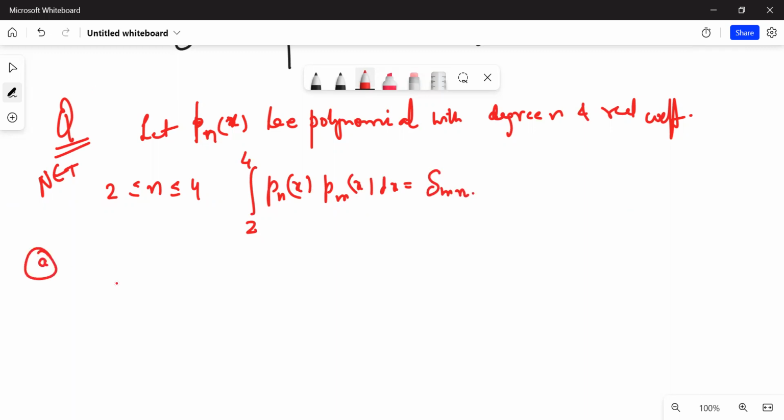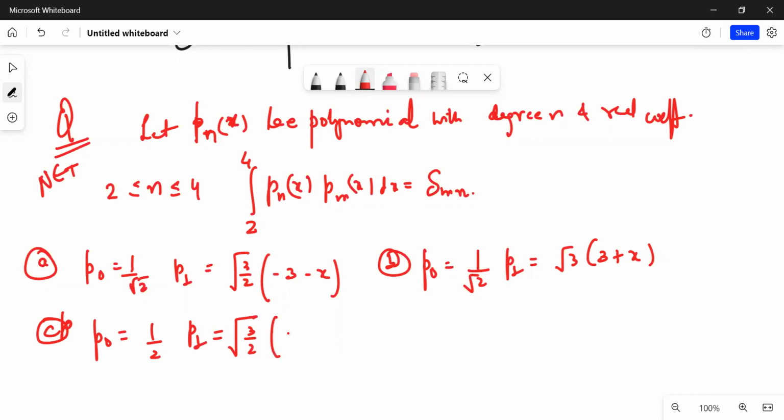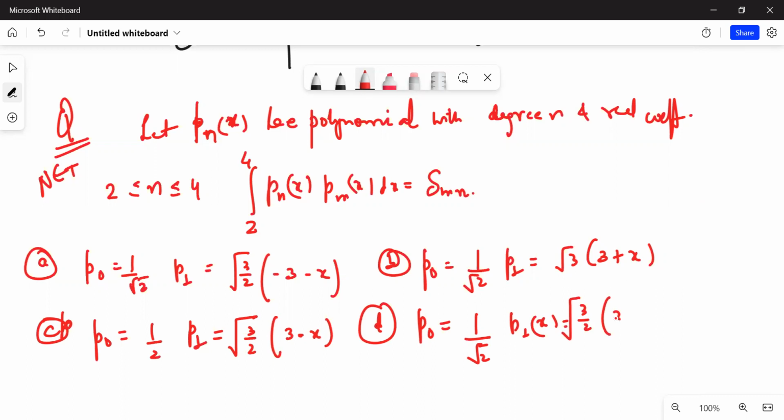And they're giving you option A as P0 equals 1 by root 2, and P1 equals root 3 upon 2, (3 minus x). Option B as P0 equals 1 upon root 2, and P1 equals root 3, (3 plus x). Option C as P0 equals 1 upon 2, and P1 equals root 3 by 2, (3 minus x). And option D as P0 equals 1 upon root 2, and P1(x) equals root 3 upon 2, (3 minus x). Okay, so these are all P1(x), also a function of x. I have dropped that because of brevity.